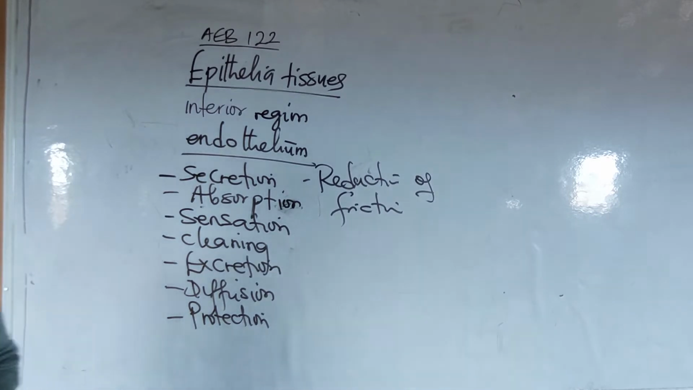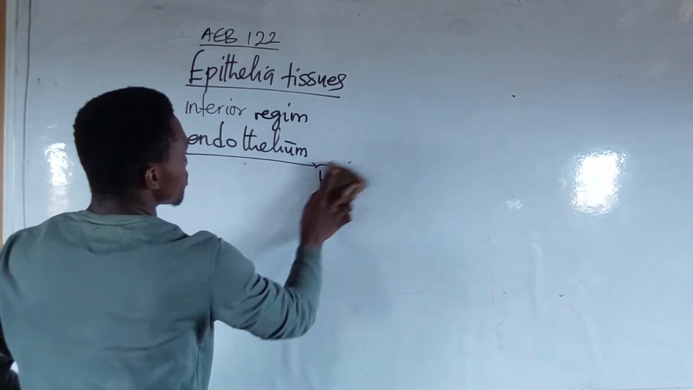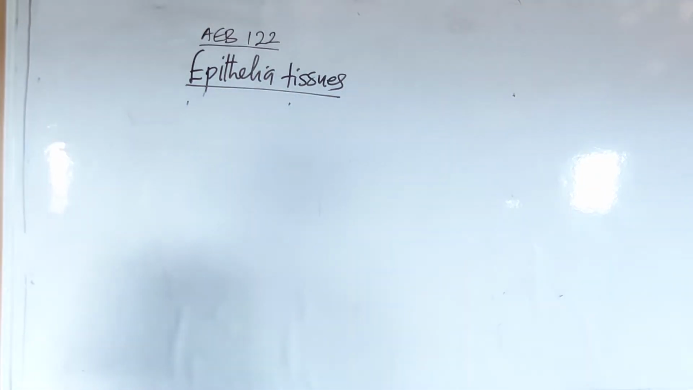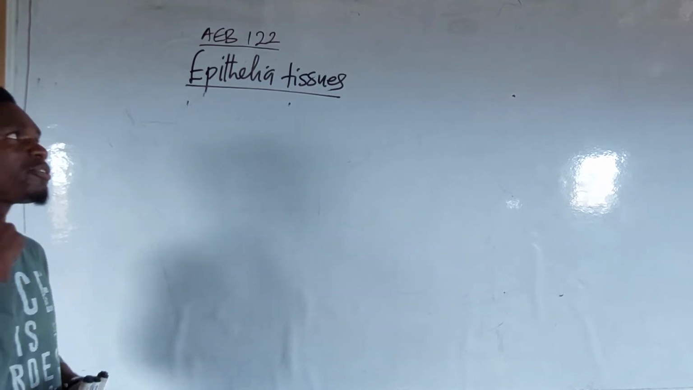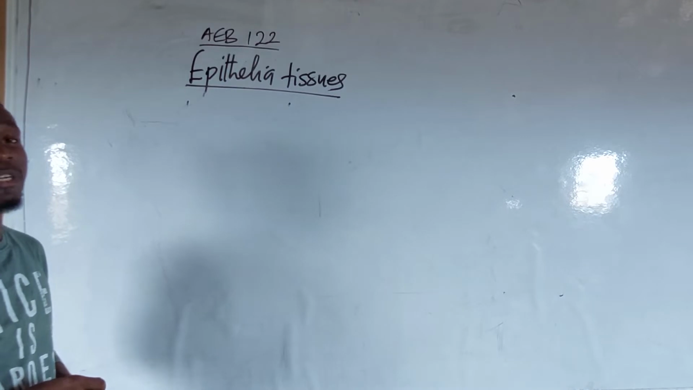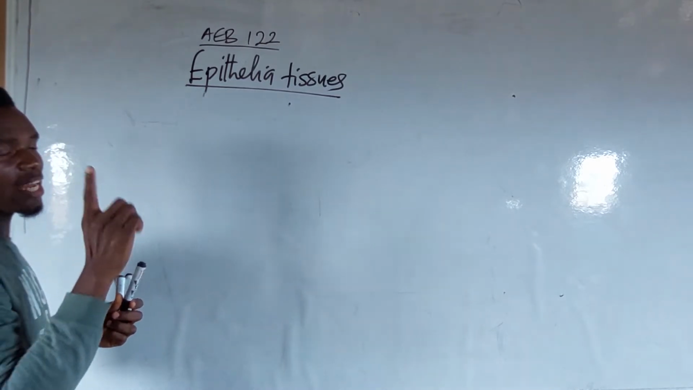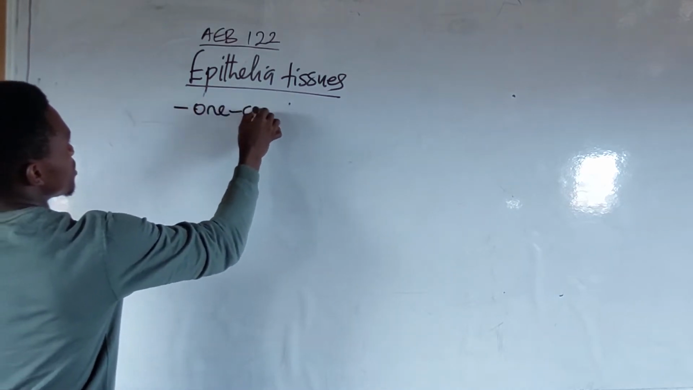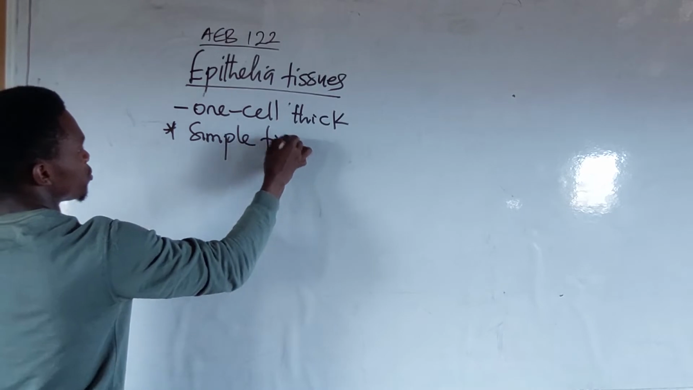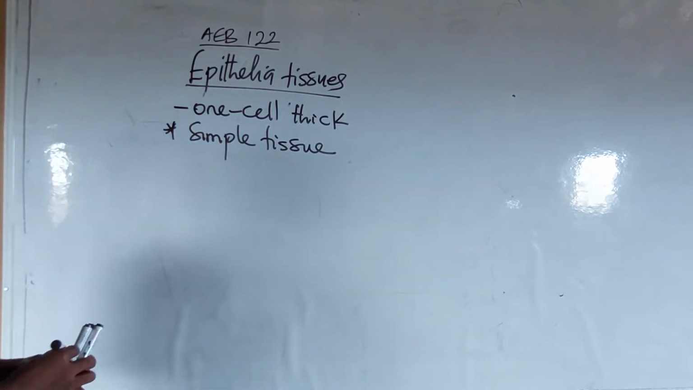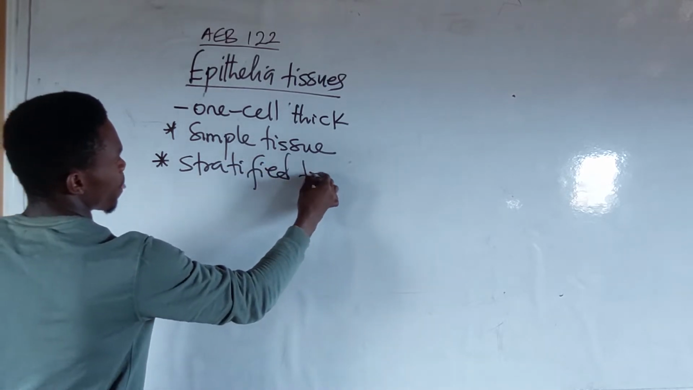Now, the different types of epithelial tissues are divided into two parts based on the number of layers present in them. Whenever you are reading, always remember the basis on which different tissues are classified. An epithelial tissue that is one cell thick is called simple tissue. But a tissue that is two or more cells thick is called stratified tissue. Please take note of that.